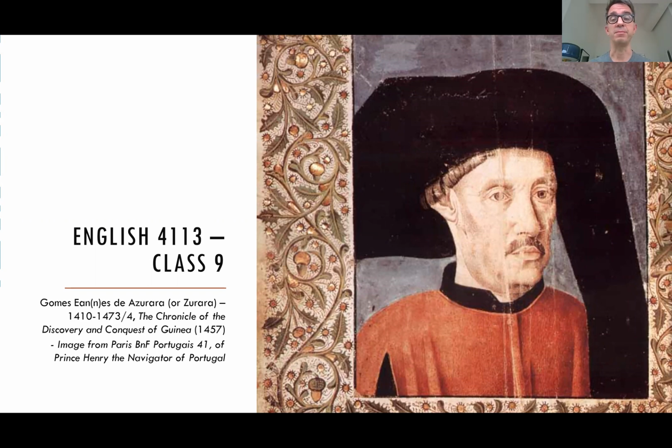We're reading Robert Hayden's Middle Passage, a modernist poem, but we're also reading a little bit of Gomes de Azurara, his chronicle of the discovery and conquest of Guinea, written in 1457. I have an image here of one of the two handwritten manuscripts of this document. This is a portrait of Henry the Navigator, called the Infante in the manuscript.